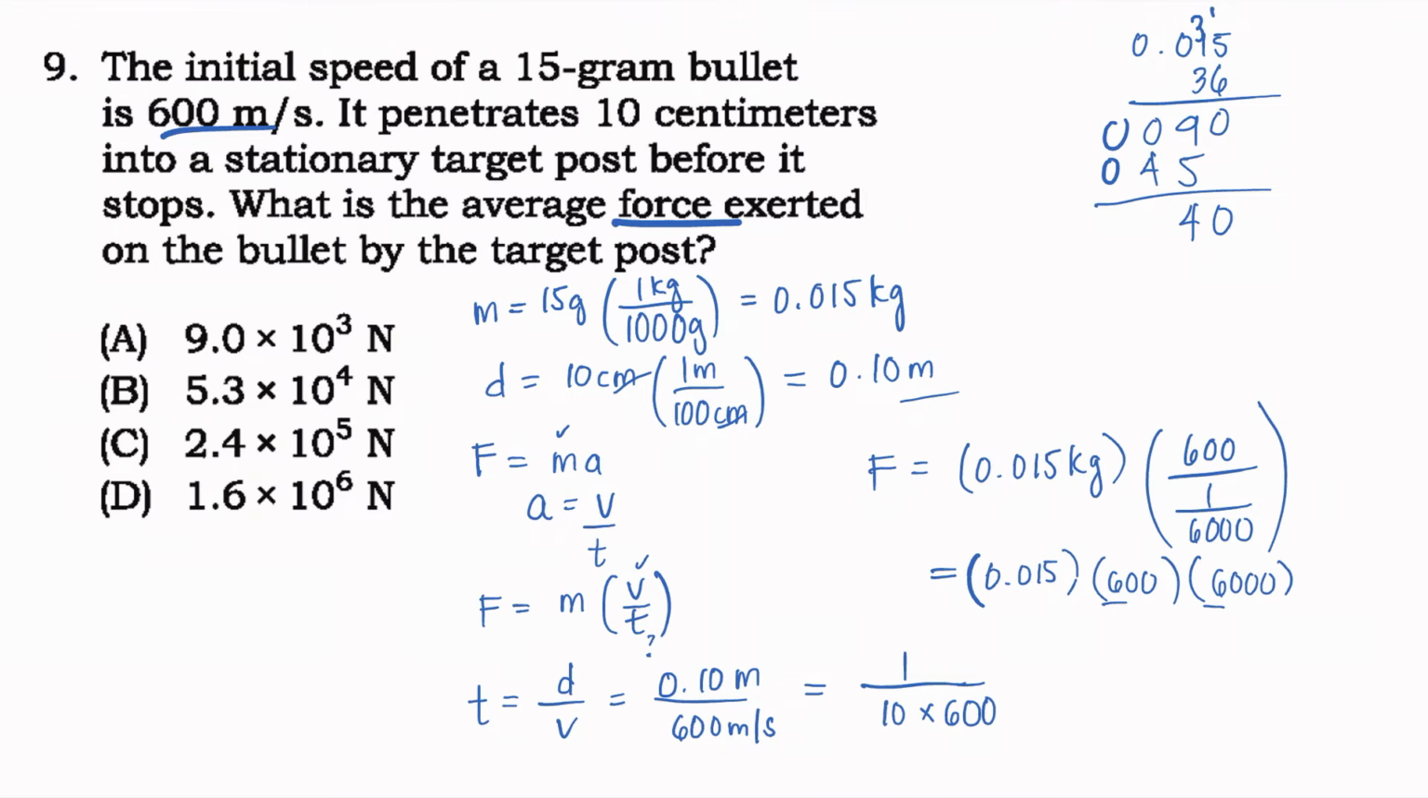0, 9 plus 5, 14. Carry 1, 5. And then ilang decimal places? 1, 2, 3. So, 0.540 yung sagot. Times 10 raised to ilang 0 yung nandito? 1, 2, 3, 4, 5. 10 raised to 5. Equal din yan sa, so yung force natin equal din sa 5.4 times 10 raised to 4 Newton. So this is the final answer.